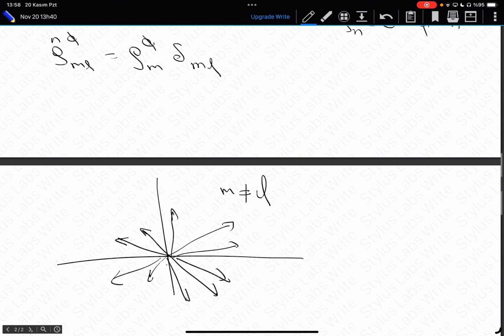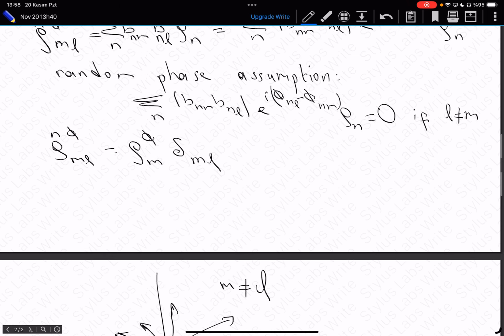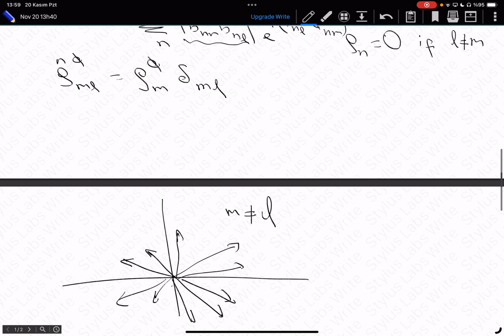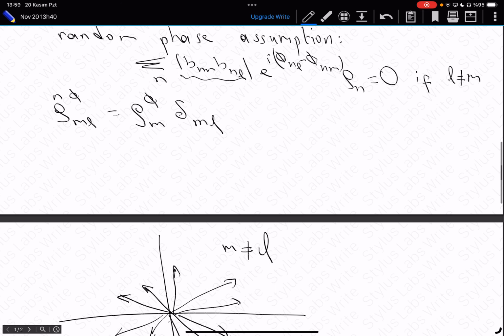The cancellation need not be exact, but still there will be some cancellation in general. The assumption tells us that that cancellation is exact. That is the assumption. I'm not assuming these to be anything. You see here, the size of these arrows in the complex plane will be determined by both these and also by rho. As I said, some of them will be long, some of them will be short, but when I sum them up, some of them will cancel.